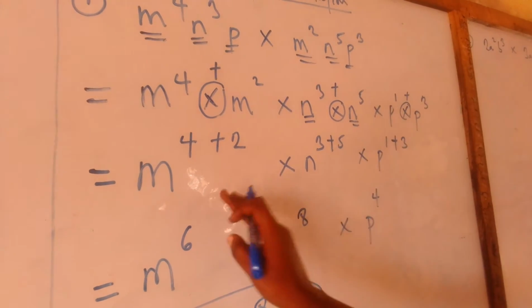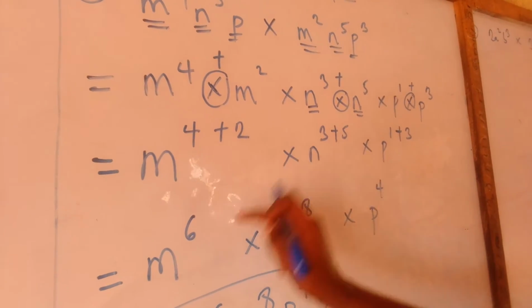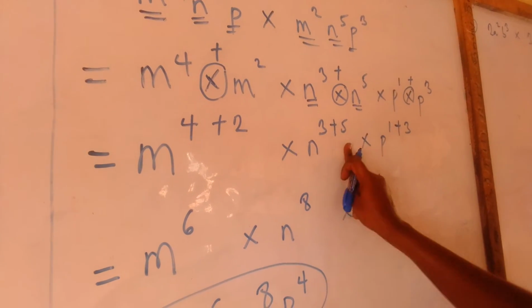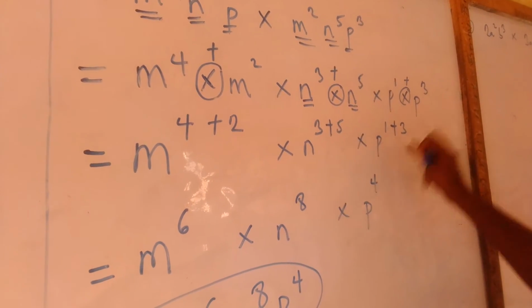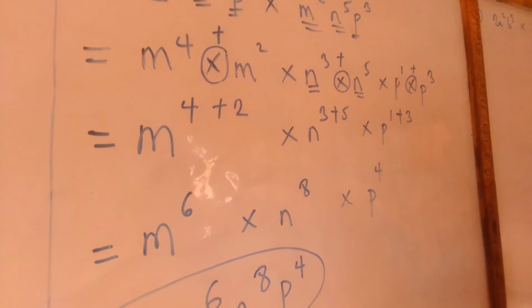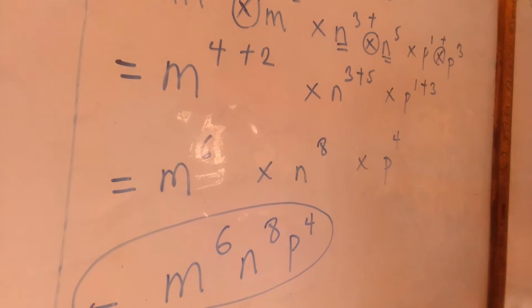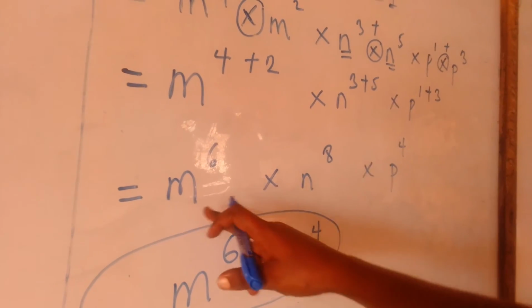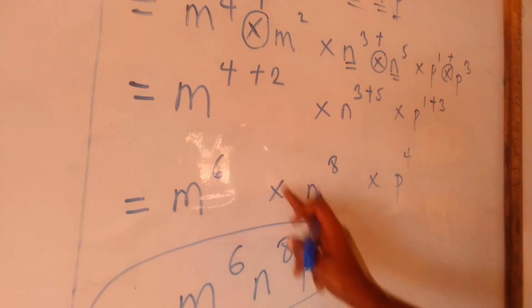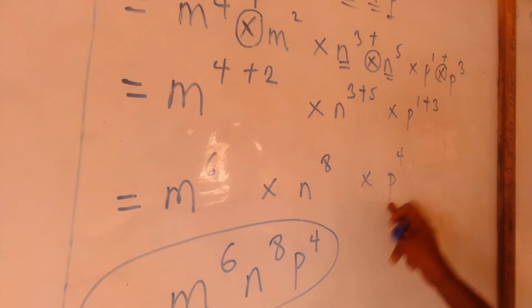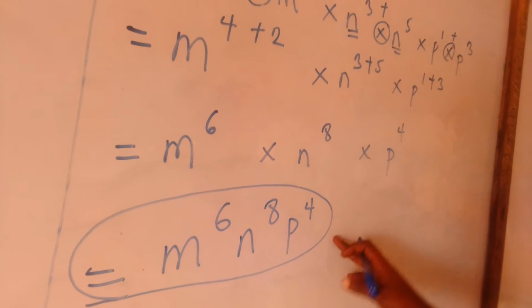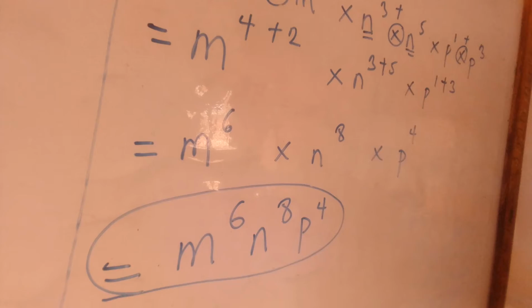And when we add up together, 4 plus 2 will give us 6, 3 plus 5 will give us 8, 1 plus 3 will give us 4. Then we are going to combine the alphabet together, which will give us m raised to power 6, n raised to power 8, p raised to power 4. This is the final answer. Let's check the second example.